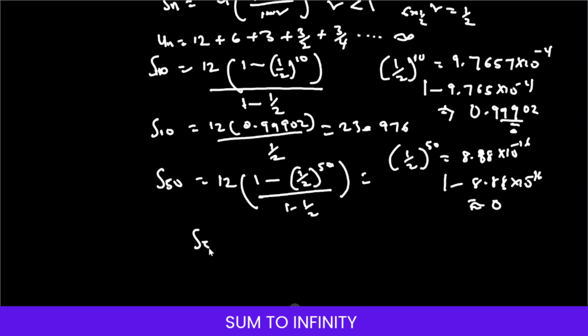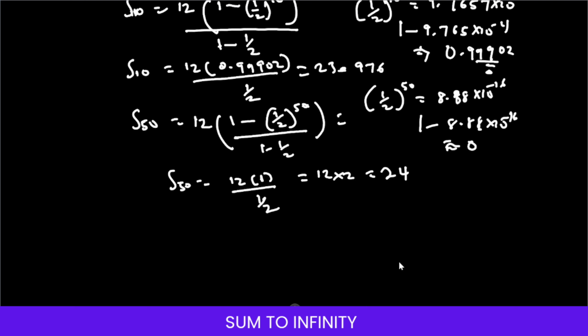So S of 50 will now be equal to 12 multiplied by 1 divided by half. Okay, 1 minus this one will give us half. So here it will be 1, which will give us 12 times 2, and that's giving us 24.